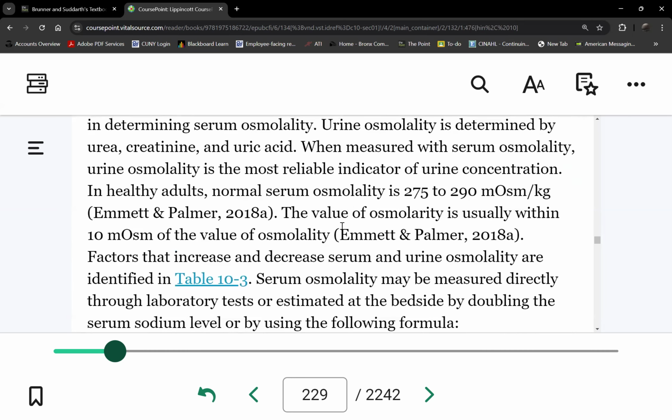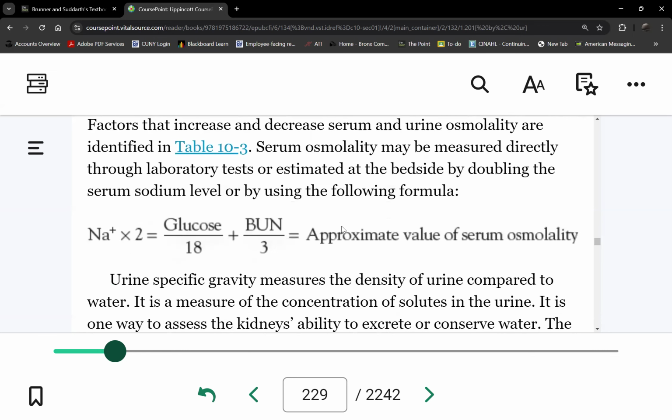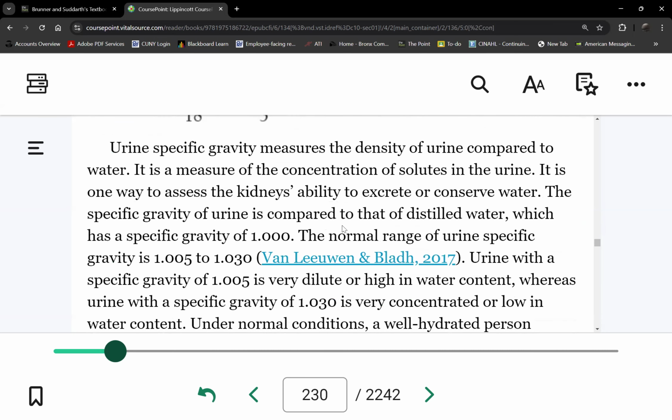What is specific gravity again? Okay, it still refers to the concentration of urine, and its normal range is 1.005 to 1.030. So therefore, when you make less urine, what does it do to the urine specific gravity? It increases it. Whereas if I make a lot of urine, what will be my urine specific gravity? It'll be lower.